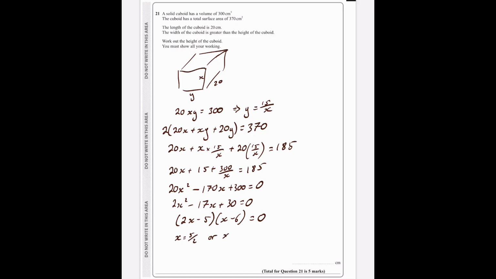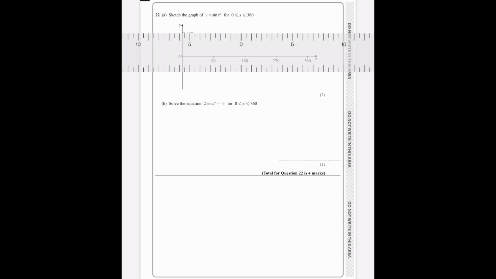If you've used the formula at that point, that's fine. And you get x equals 5 over 2, or x equals 6. Well, we want the height to be the shorter length, so I'm going to select 5 over 2 for my answer.